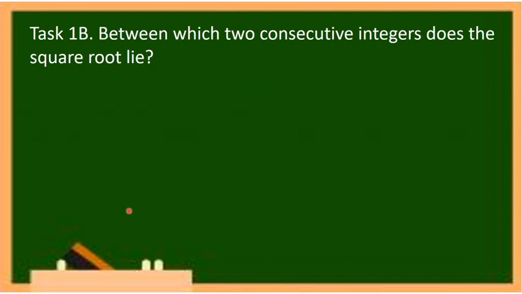Now let us have example task 1B. Between which two consecutive integers does the square root lie? So let us have number 1, the square root of 130.